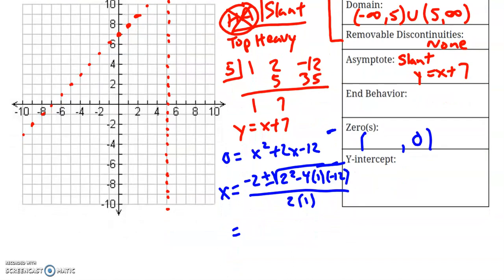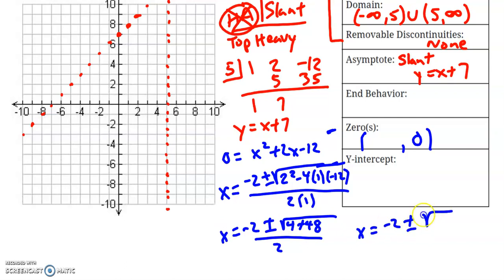And now we're just going to simplify inside that square root. So we'll have 4, and this is going to be negative 4 times the negative 12 essentially, so plus 48 all over 2. Now just continue this along over here. So x equals -2 plus or minus square root of 52 over 2.